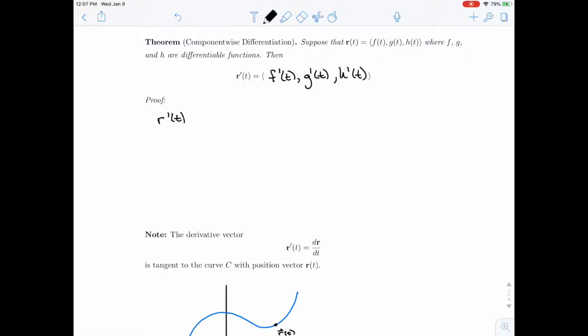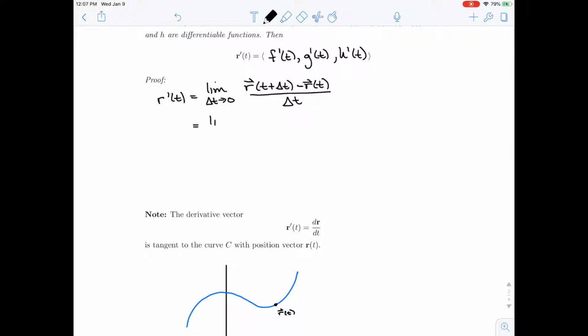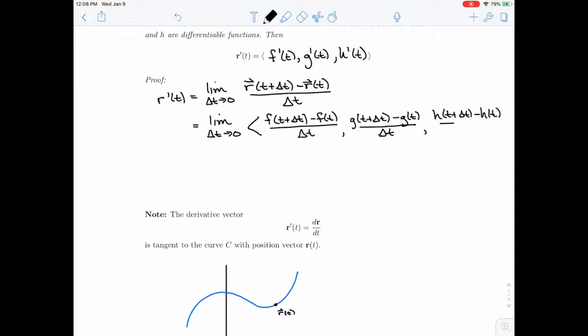Well, if we're going to prove a statement like this, we want to start with the definition of the derivative, the limit as delta t goes to 0 of r of t plus delta t minus r of t over delta t. Well, that is the limit as delta t goes to 0 of each of the component functions. So f of t plus delta t minus f of t over delta t, g of t plus delta t minus g of t over delta t, and then finally h of t plus delta t minus h of t over delta t.